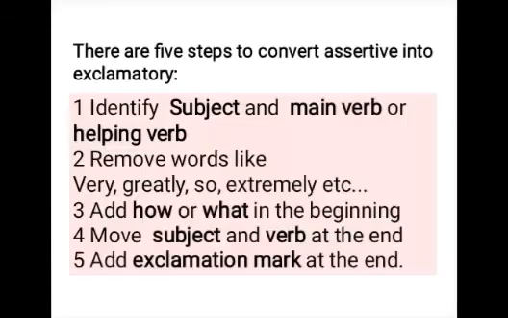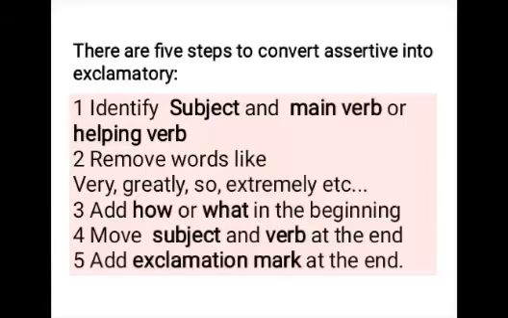There are 5 steps to convert from assertive sentences into exclamatory sentences. Let's see. Step 1 is to identify subject and the verb. Verb can be main verb or helping verb. Find that out in the sentence. Second step is to remove words like very, greatly, so, extremely, etc. if used in the sentence. Identify them and cross them. We will not write such words in exclamatory sentences.